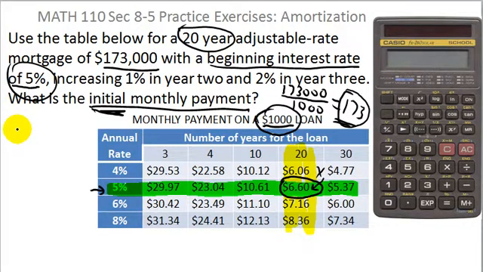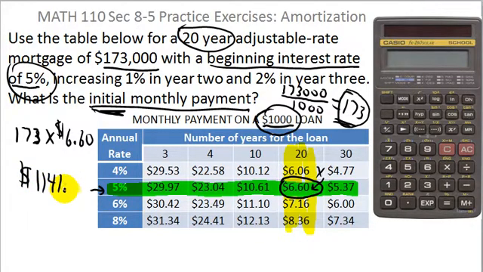$1,000. So the solution is simply 173 multiplied by your table value of 660. And when you do that product, you'll get 1141.80. In other words, the monthly payment of a 20-year mortgage at 5%, borrowing $173,000, would be $1,141.80. Okay. They're going to ask us another question, but just keep in mind how all this works.